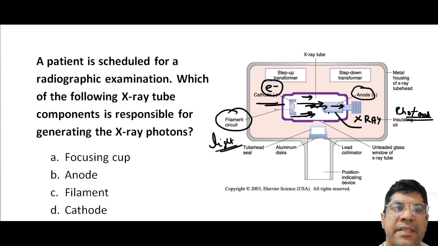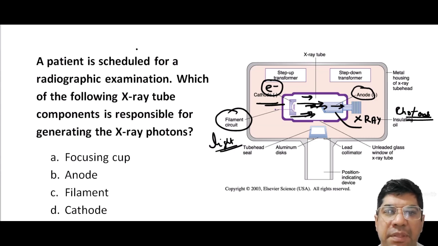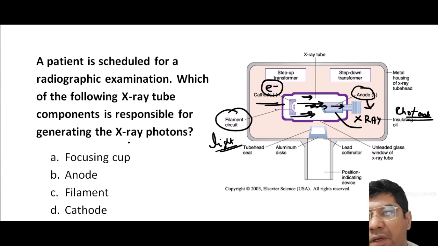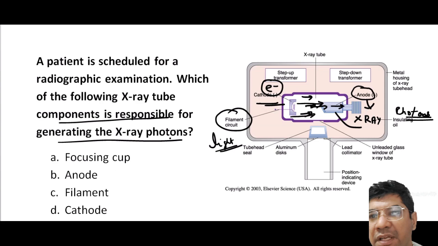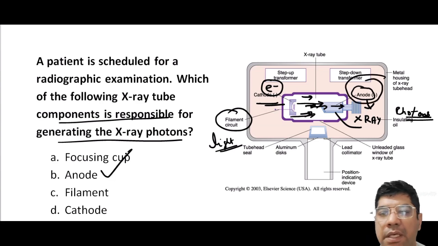So the anode is the X-ray component that is responsible for generating X-ray photons. When high energy electrons from the cathode strike the anode, X-rays are produced through interaction with the material. So that is why the component that is responsible for generating X-ray photons is the anode. So the answer would be anode.